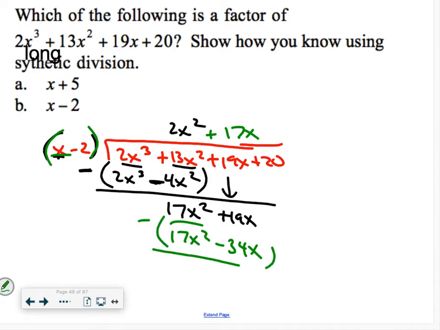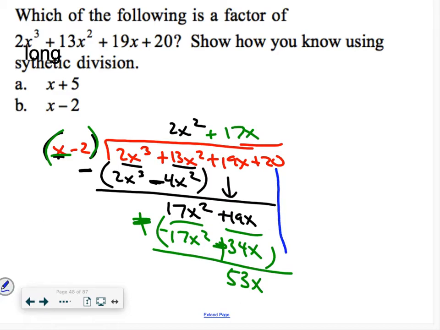And then I subtract that from the polynomial above it. 17 minus 17 is 0. 19 minus a negative 34. So if I distribute that negative, it becomes plus a positive 34. So that's 53x.